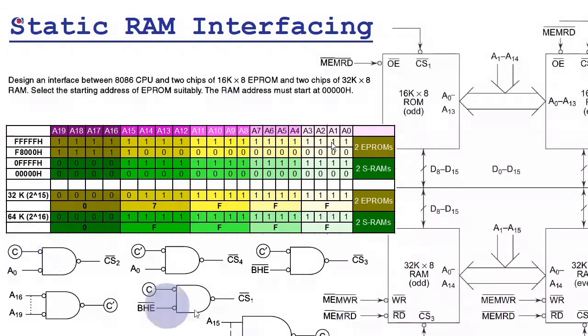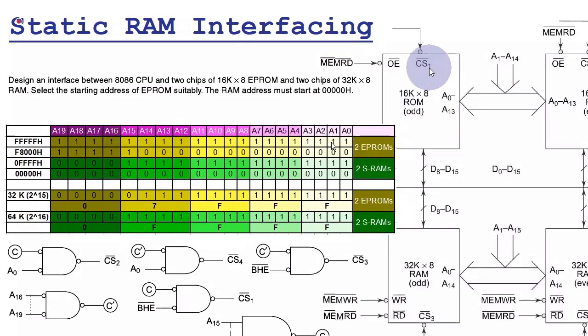So when all of these are ones and this A0 is 0, the CS2 bar signal will be activated. This CS2 bar can be applied as a chip select signal to this 16K cross 8 ROM, which is the even bank, right? Similarly, for the odd bank, we have this CS1 bar signal.